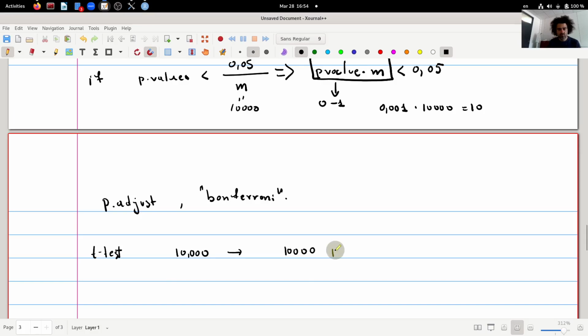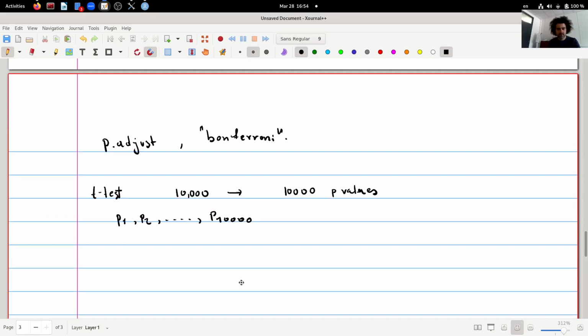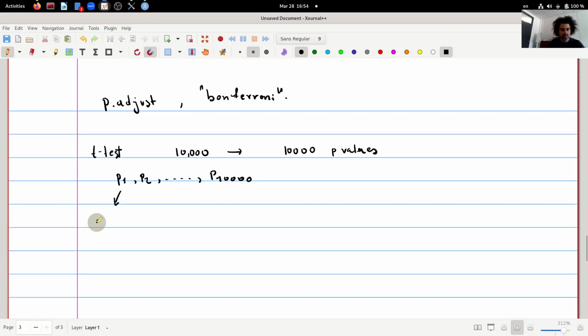Now if I sort them from the smallest to the greatest, I will have p1, p2, etc., p10,000, where p1 is the smallest p-value, and p2 is the second smallest p-value. And so on and so forth, while p10,000 will be the greatest p-value.